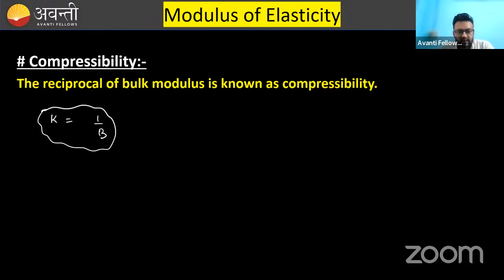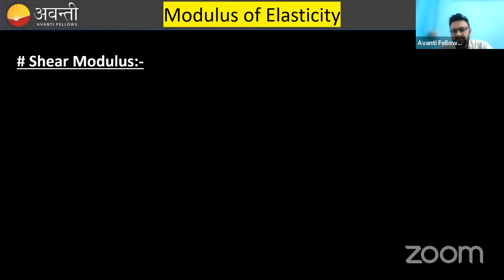Now, today we are going to start a new topic. There is one more modulus left. This is shear modulus. Another name of the shear modulus is modulus of rigidity. Rigidity is the term that you know well. Rigid bodies. It is the term related to rigid bodies. So modulus of rigidity. What is this?